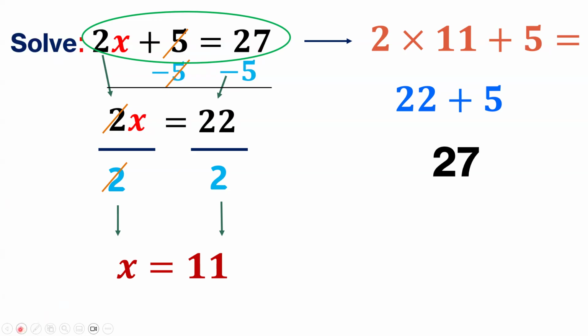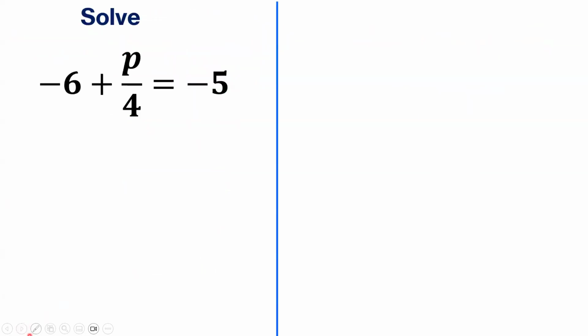Okay, let's do another example. It's the same, but with a lot of negative numbers, but you will use the same strategy. Here I have negative 6 added to p over 4 equals negative 5. I want to get rid of the negative 6 that's added to p over 4 and the division by 4 here. So first, as we said, I will get rid of the added or subtracted number.